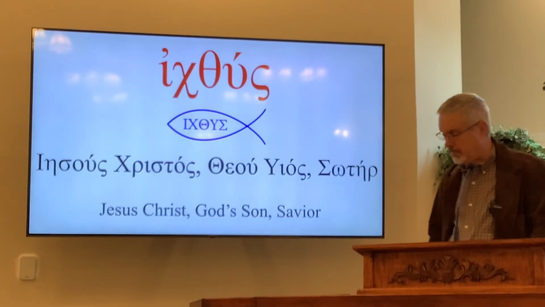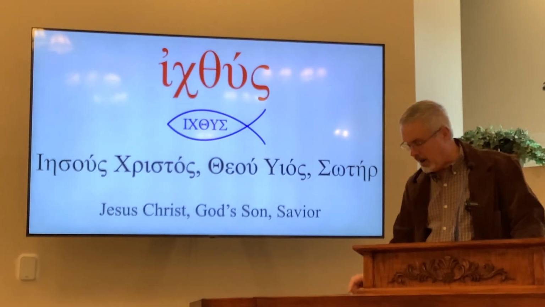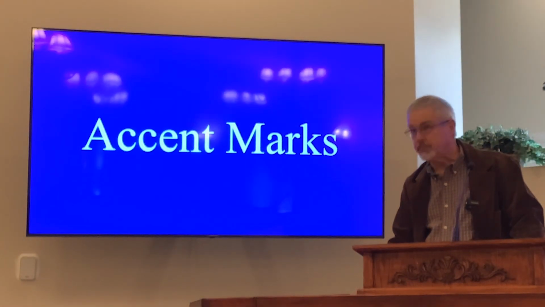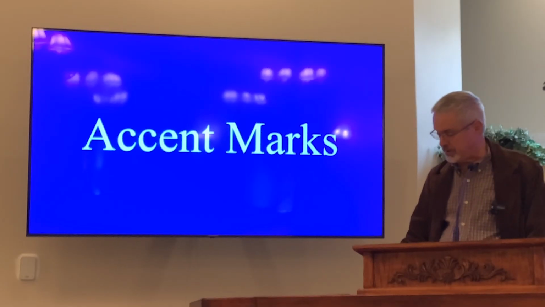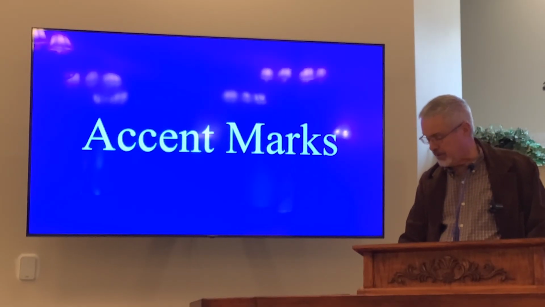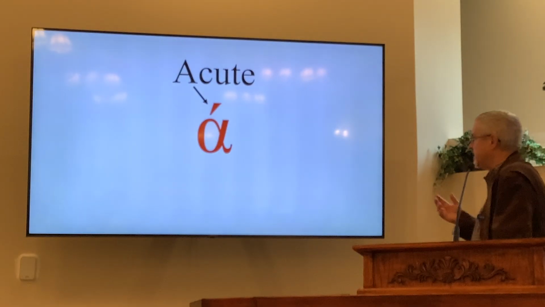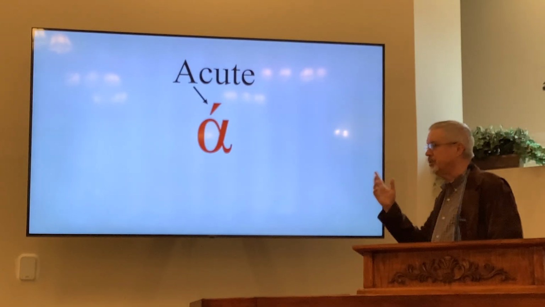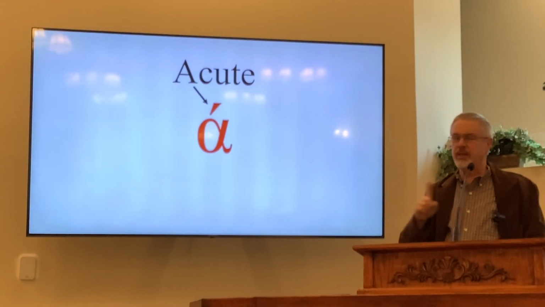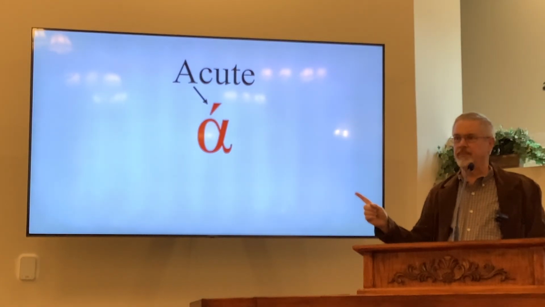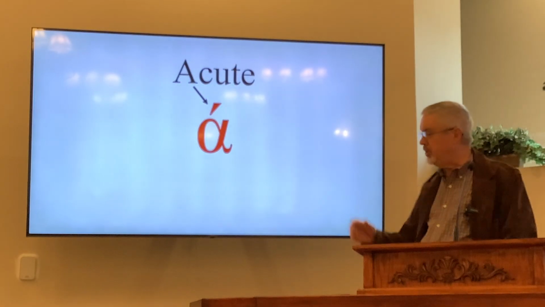Simply because of the Greek word ichthus. Now, just quickly, last week I was asked concerning accent marks, and let's look at it a little bit clearer. This is the acute accent mark. You're going to see accents only on vowels. They'll never be on a consonant. They're only on vowels. And so this is the acute.